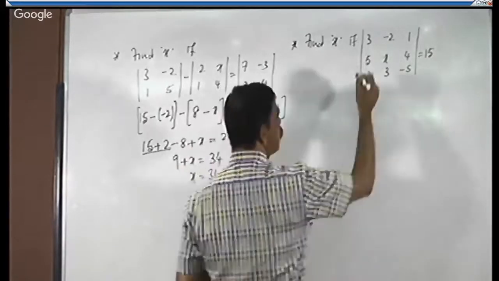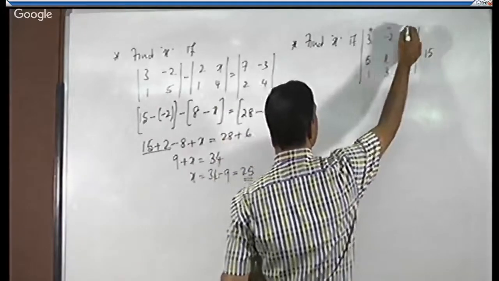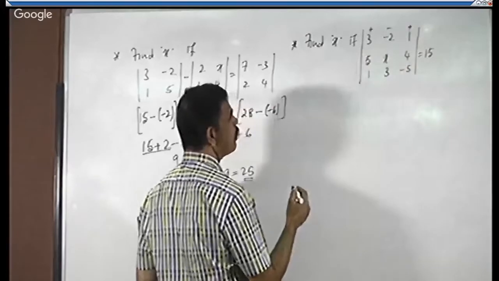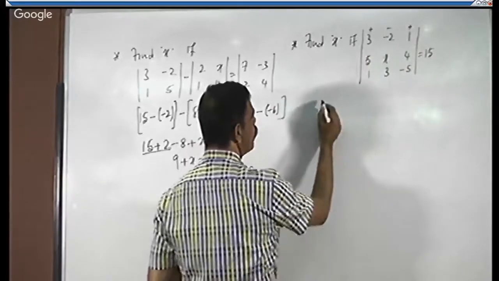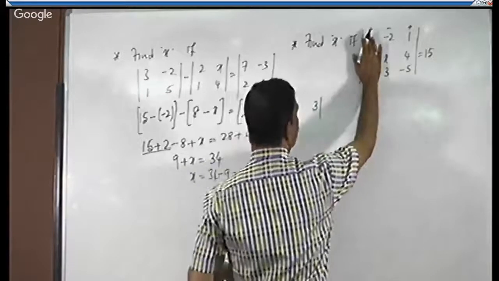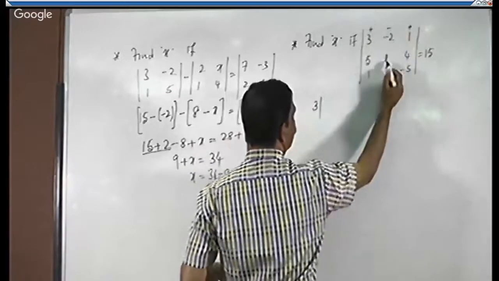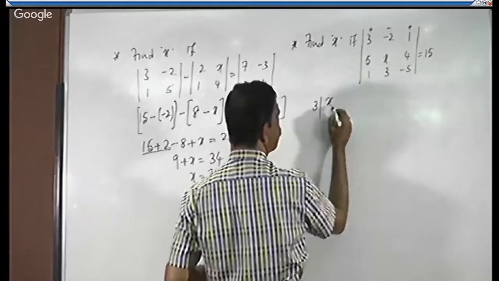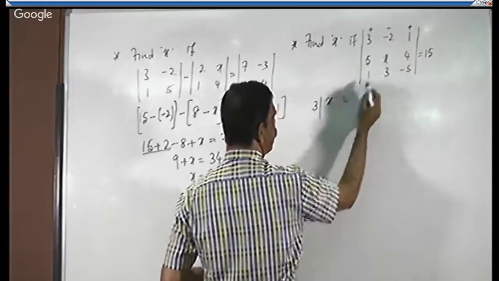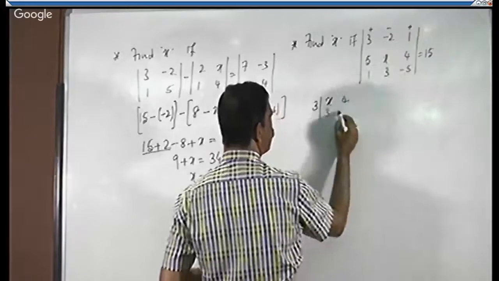How to expand the determinant? Put plus, minus, plus. They are all standard symbols. You put it over the first row. Take the first element into, leave the corresponding column and corresponding row. Remaining elements are taken in a second order determinant. X into 4. That is x, 4; 3, minus 5.